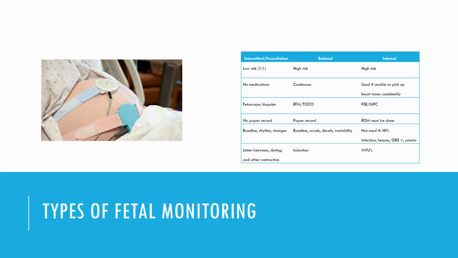what does our baby look like, or how is it handling this? So if that's the case, what we can do is we can place internal monitors. These are known as a fetal scalp electrode, or an FSE, or an IUPC. In order to place either of these, her water must be broke. You don't want to use internal ones if mom is HIV positive, if she has an infection, herpes, if she's group B strep positive, or if there's a previa. And this can also tell us exactly how strong our contractions are.